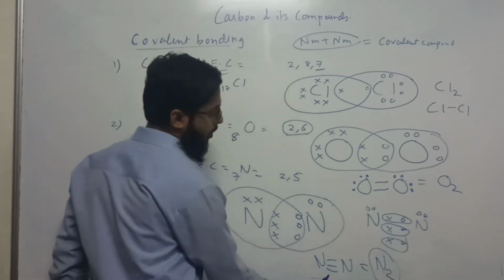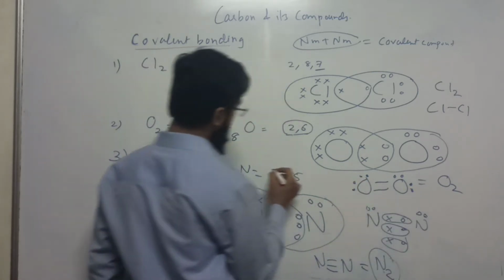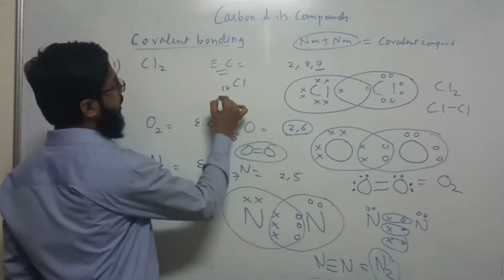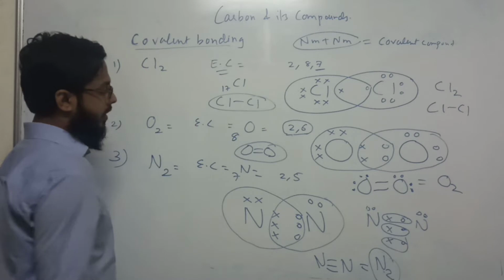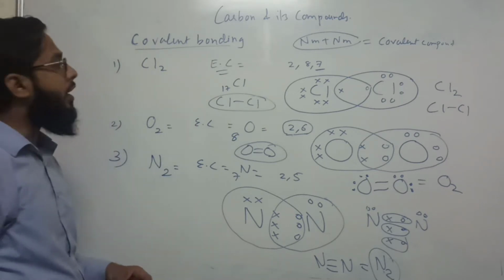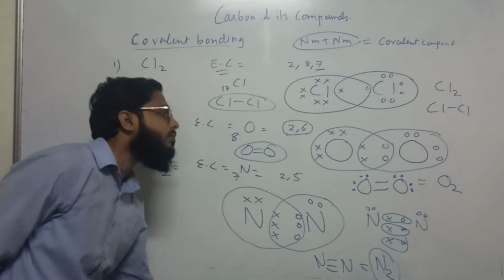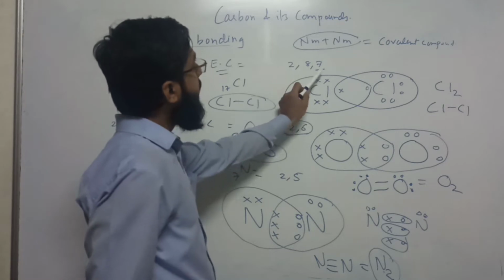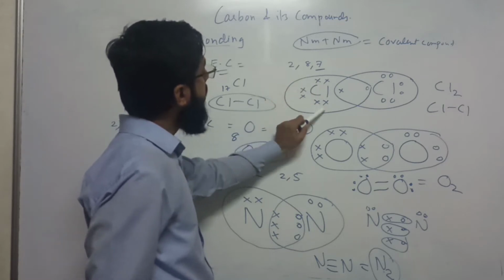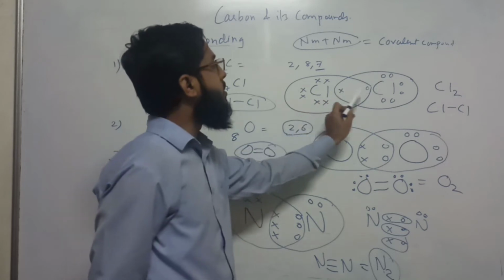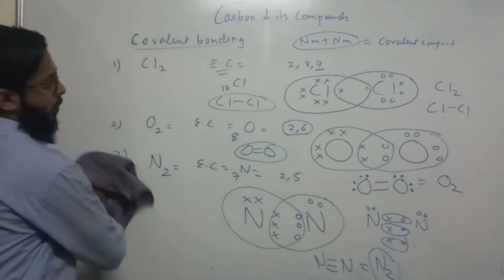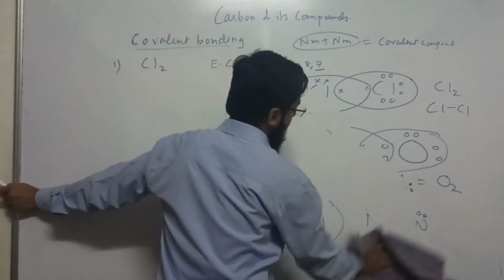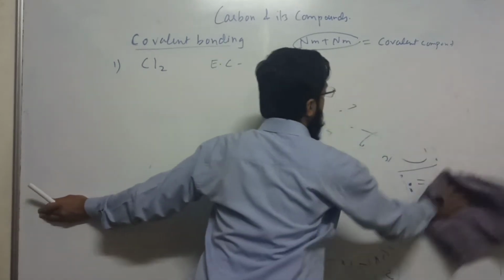So these are called covalent bonds. Oxygen has a double bond, chlorine has a single bond, and nitrogen has a triple bond. So this was about covalent bonding in chlorine, oxygen, and nitrogen. I hope you understood this. You have to remember the electronic configuration, and then show the valence electrons and the bond formation. Okay. Now let's talk about hydrogen, and then we will talk about water, methane, and ammonia.